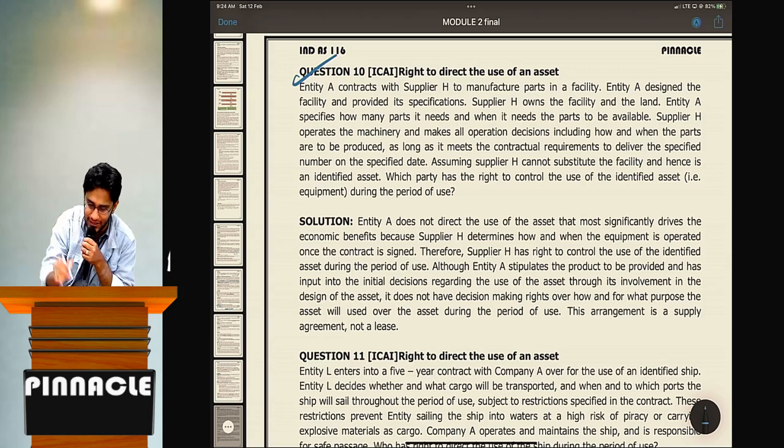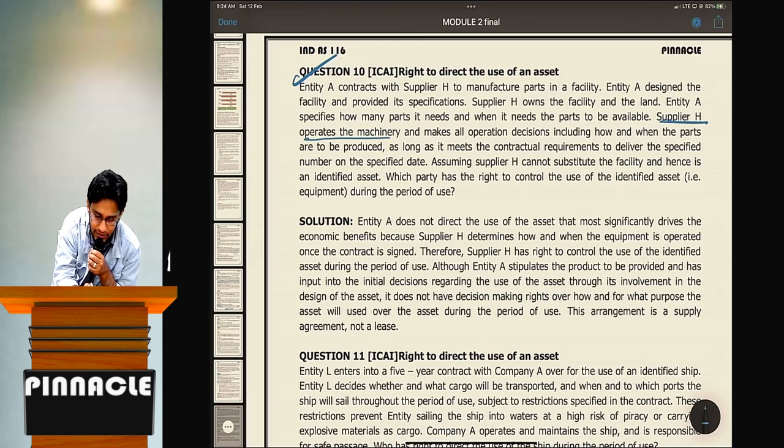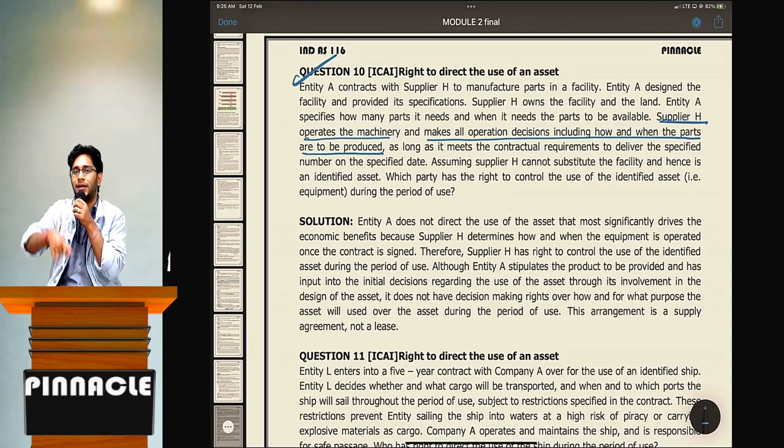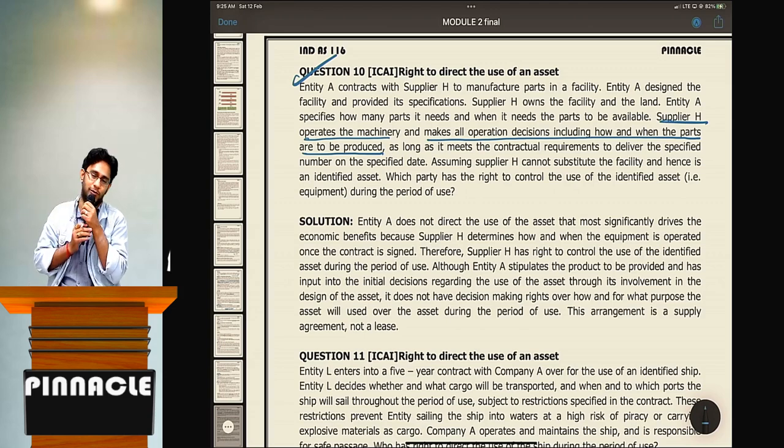In this case, you observe: supplier H operates the machinery and makes all operating decisions, including how and when parts are to be produced. If the supplier is making the how and what decisions regarding the asset, will you call it predetermined? No. Actually, the discussion is not needed; you should not read the note point now.